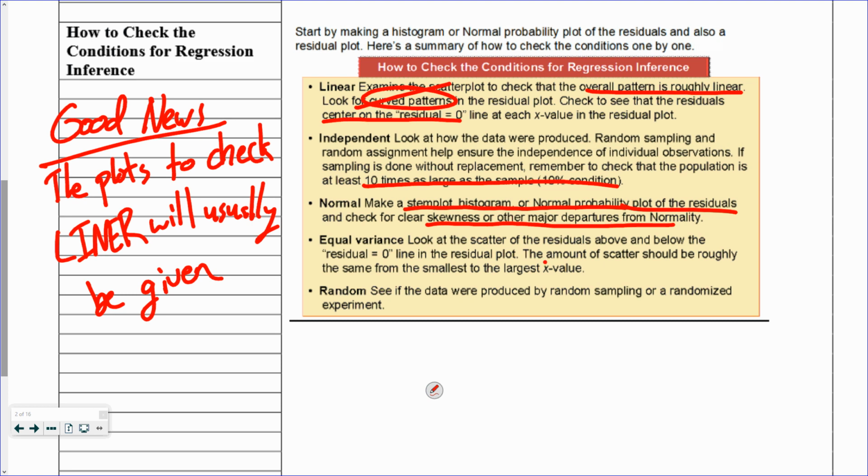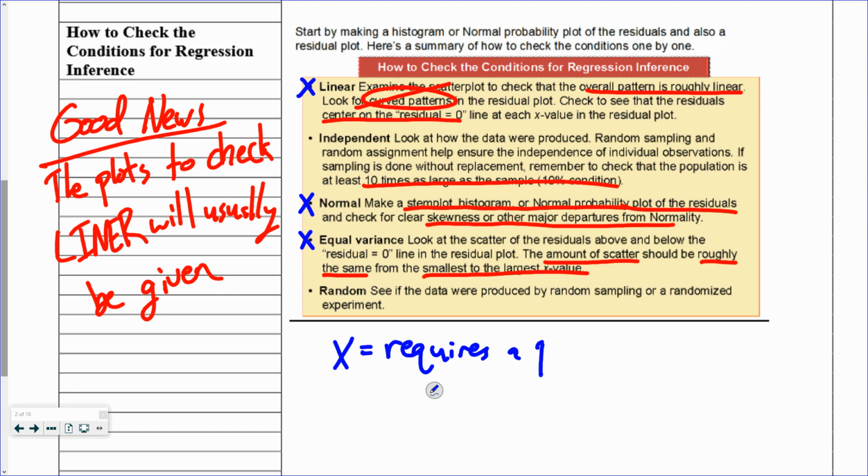The amount of scatter should be roughly the same from the smallest to the largest x's, and then random's the easy one. But you can see there's three checks here that are going to require a plot of some sample data. So that's a lot of work. The good news is you won't actually have to do that work. They'll give you those plots.